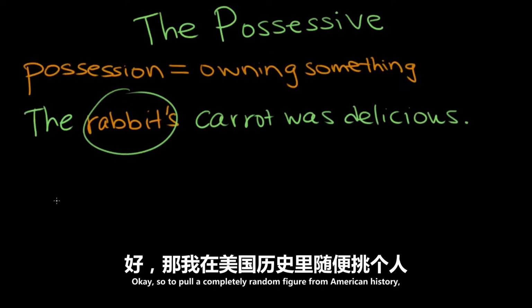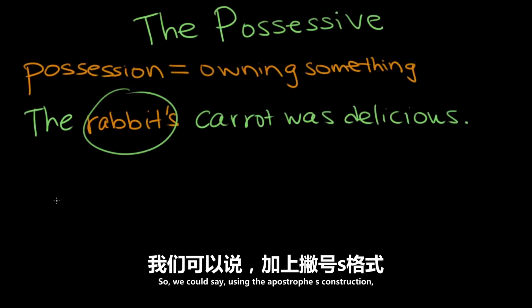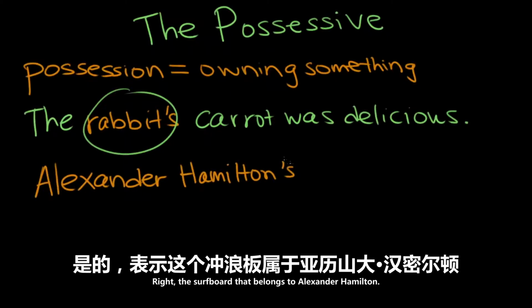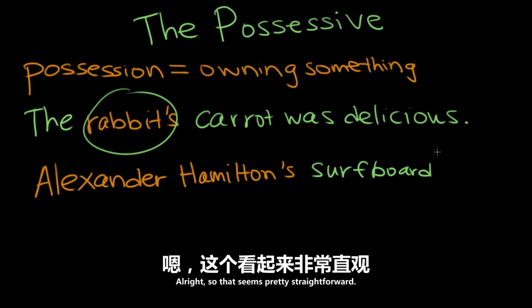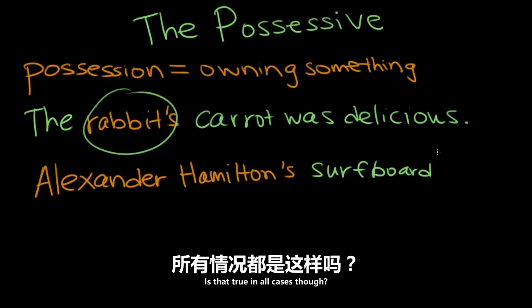Okay, so to pull a completely random figure from American history, let's say Alexander Hamilton had a surfboard. Okay. So using the apostrophe S construction, we could refer to Alexander Hamilton's surfboard, right? Right, the surfboard that belongs to Alexander Hamilton. All right, so that seems pretty straightforward. If we want to show possession, we just add an apostrophe S. Is that true in all cases, though?